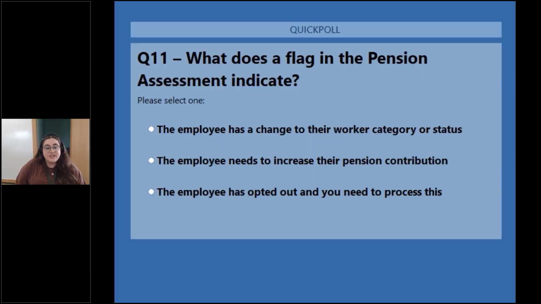And this question is, what does a flag in the pension assessment indicate? Does it indicate that the employee has had a change to their worker category or status? The employee needs to increase their pension contribution? Or that the employee opted out and that you need to process this?